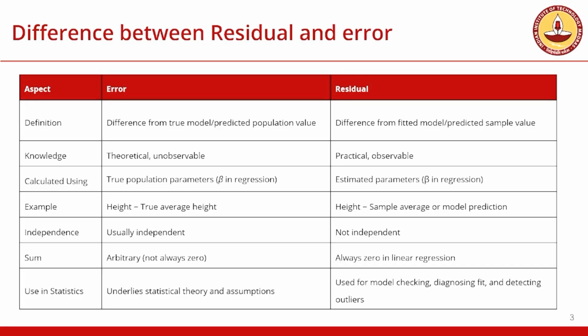On the other hand, what is a residual? A residual is the difference between the observed value and the value predicted by our estimated model, which we construct from available sample data. Unlike errors, residuals are observable because they make use of fitted values that we can calculate from the sample.